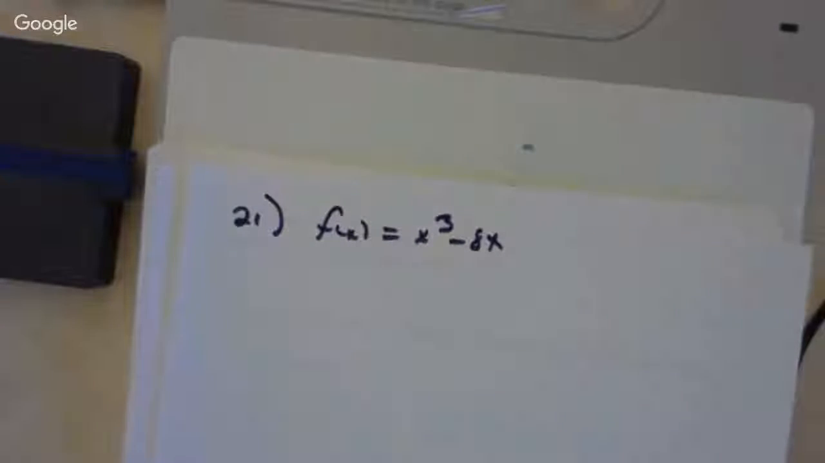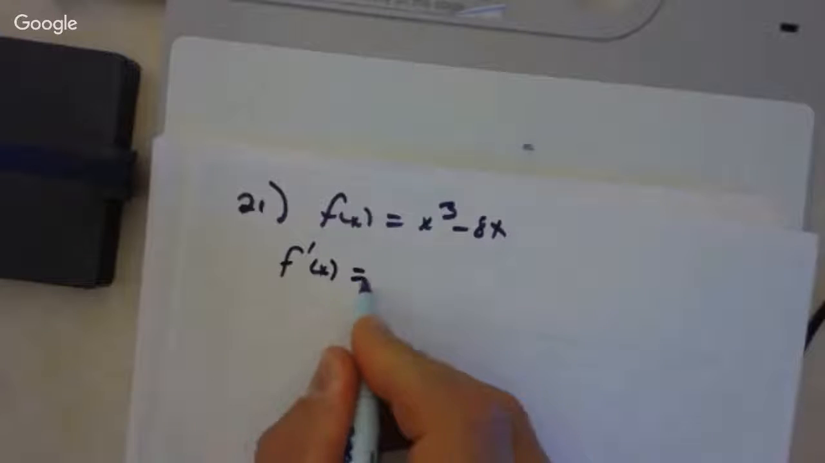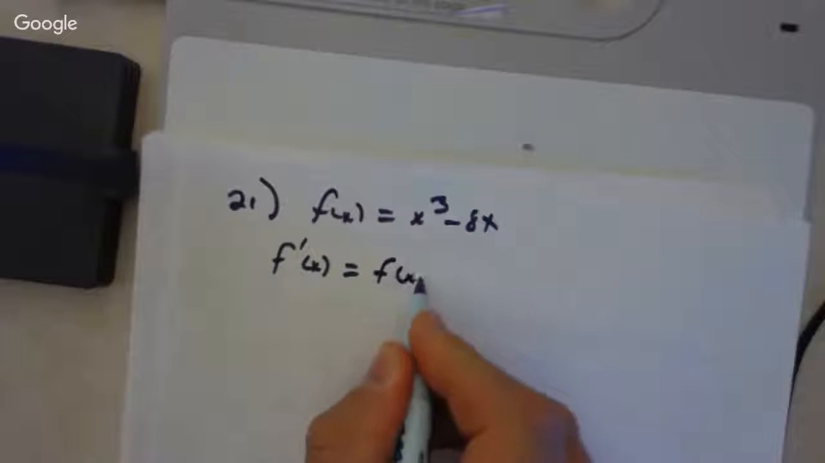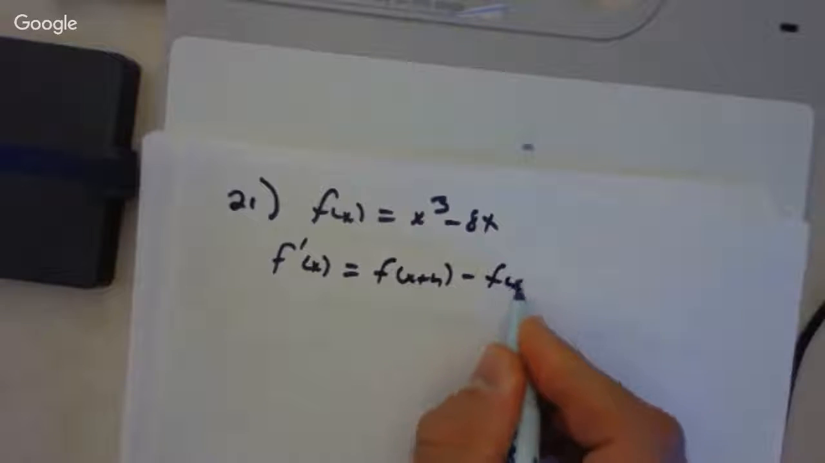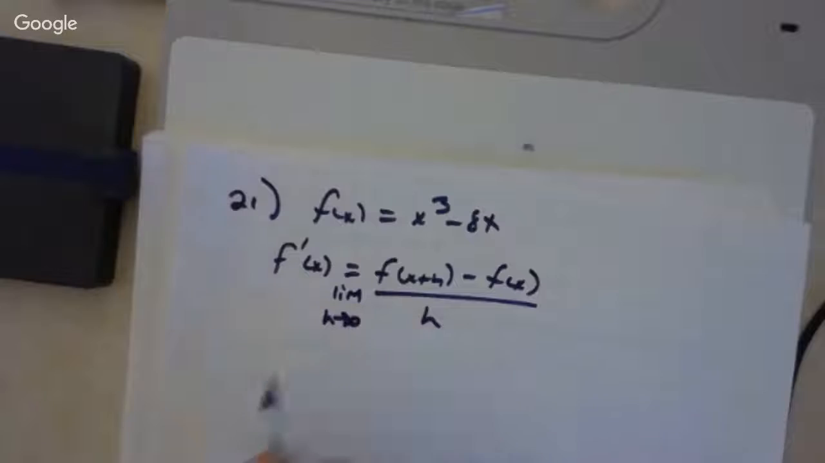Okay, on this one, we have to find the derivative and then graph them. I don't really care if you graph it as long as you find it. So we learned last time that f prime of x was equal to f of x plus h minus f of x all over h. And we take the limit as h goes to what? 0. What does h represent again? Distance between those 2 points. Absolutely.